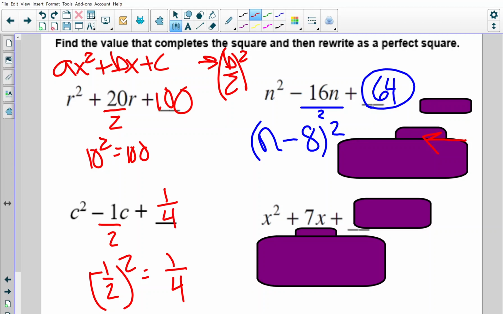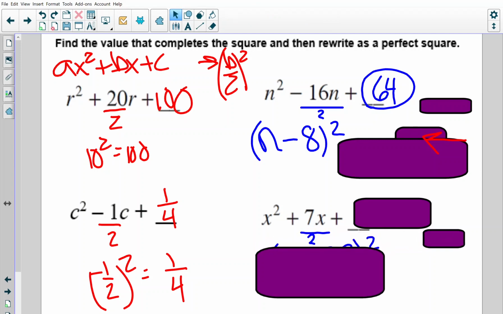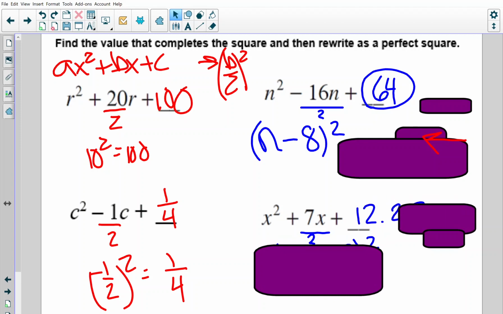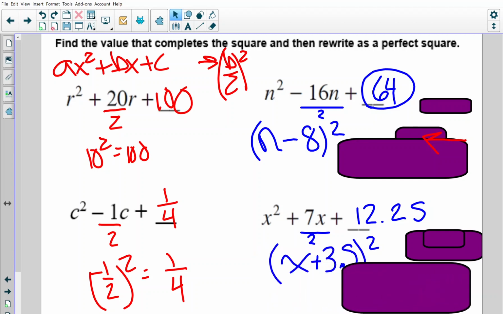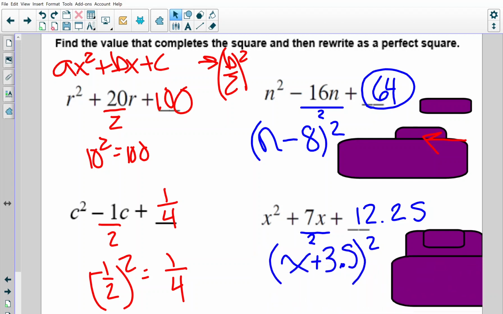Push pause. See if you can solve this one over here. Half of 7 is 7 halves, or 3.5. 3.5 times 3.5 is 12.25 for you decimal heads out there. Well, b halves is 7 halves, which is 3.5. So that breaks down like that. Let's move on.